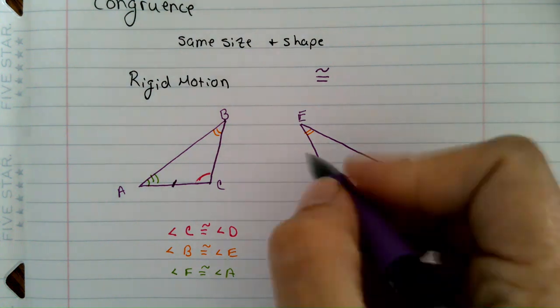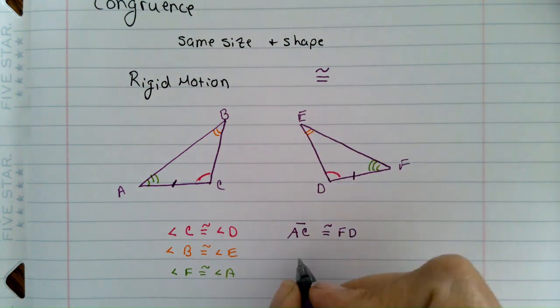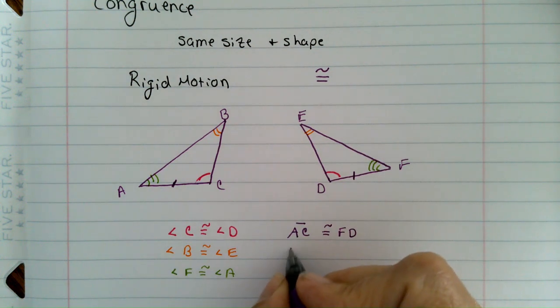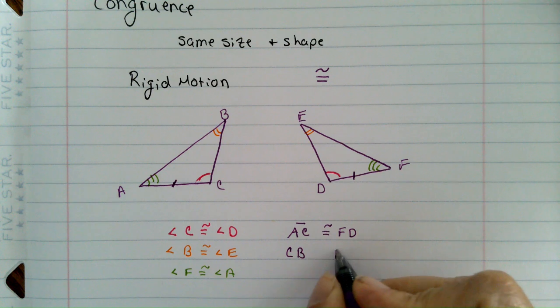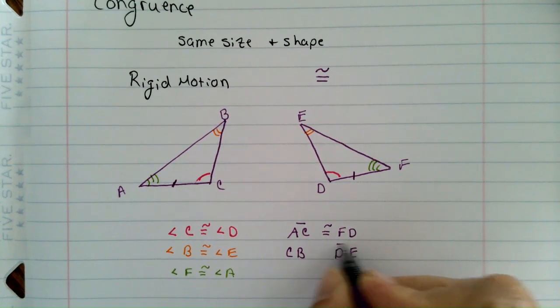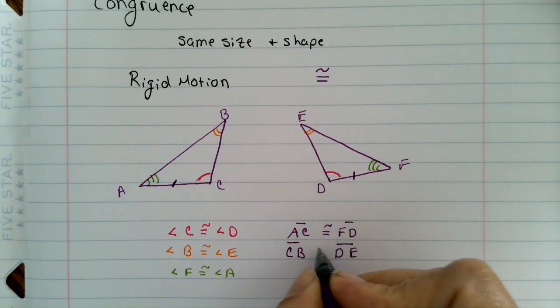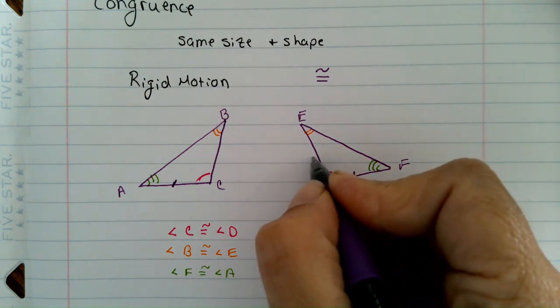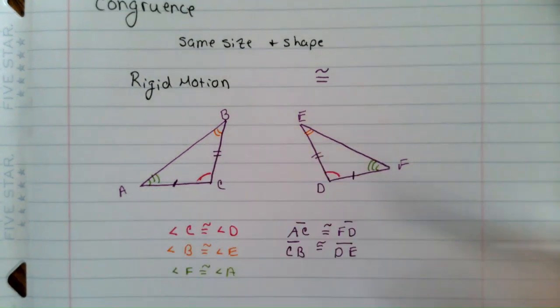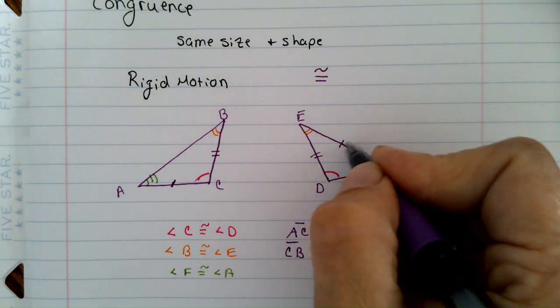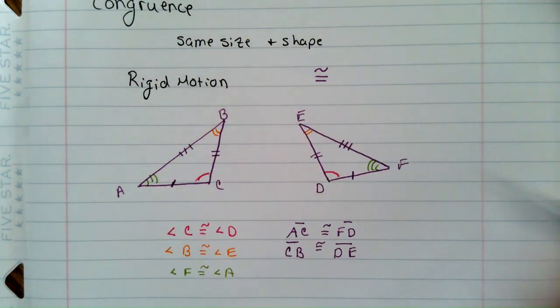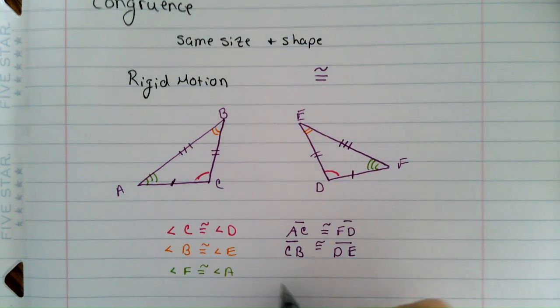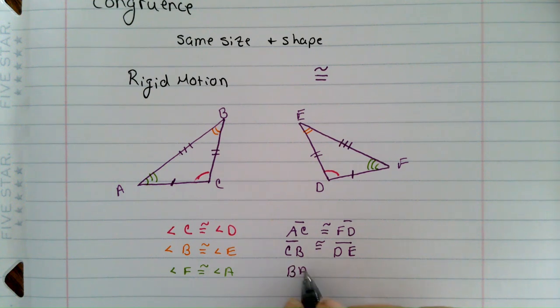Okay, so now let's go between the pink and the orange. Pink was C, orange was B. Here pink was D, orange was E. Those are congruent statements. And our last one. I'm going to go orange to green. B to A is congruent to E to F.